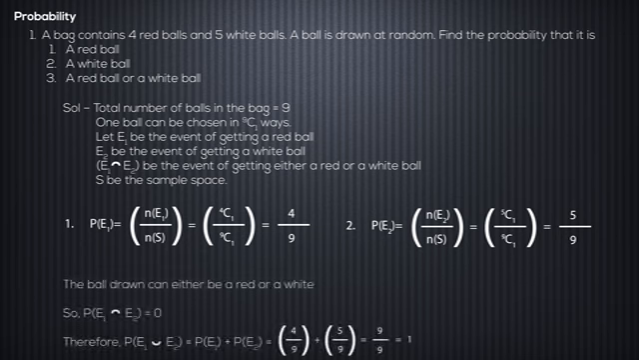And the ball drawn can either be a red or a white, so probability of E1 and E2 becomes 0. Therefore, probability of E1 or E2 is given by probability of E1 plus probability of E2. Hence, probability of drawing either a red ball or a white ball becomes 1.